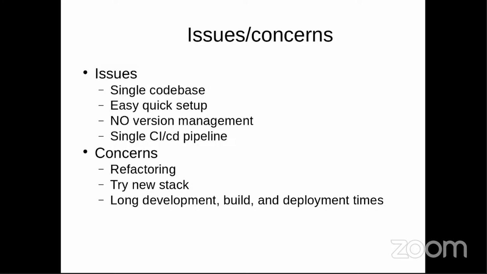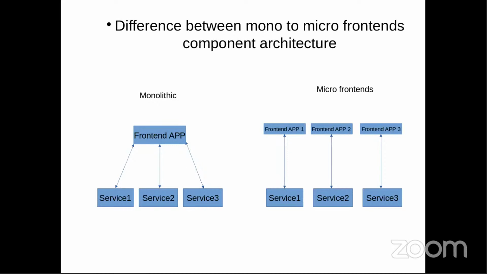Sorry for that confusion, because I think we all are already aware of what the current tech stack is, and micro frontends is very much similar to microservices. I thought if I try to describe it with both these terminologies, that would be easy for you to grasp what these issues and concerns were. And let's see the differences between the mono and micro frontends component architecture.